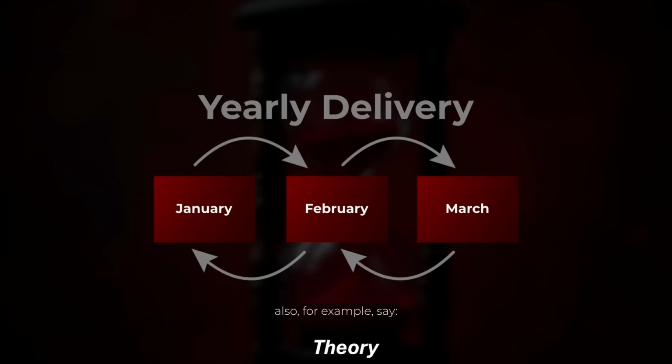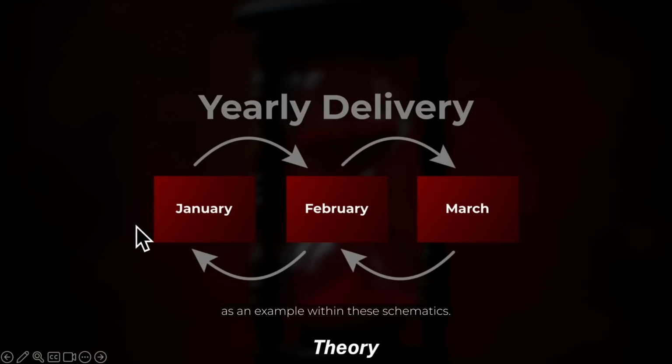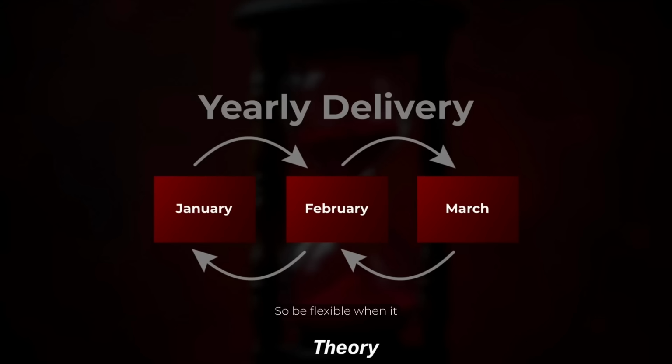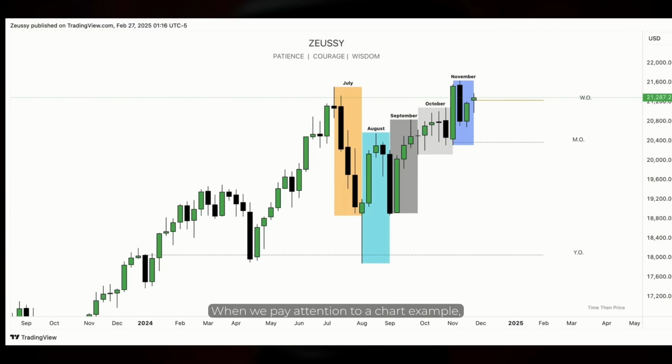And therefore, you could also, for example, say, all right, let's put in April, May, June as an example within these schematics. So be flexible when it comes to the time cycles which you're looking at. But to basically make it easier for me to explain this concept to you, I've just focused on January to March. When we pay attention to a chart example, you can see that I have, however, outlined different months. And the reason why is because I want to show you that this theory applies across all months of the year. What you can see right here is that I've highlighted the months of July until November. And what you can see is that throughout the month of July, we saw the market rip lower. It was dropping aggressively towards the downside.